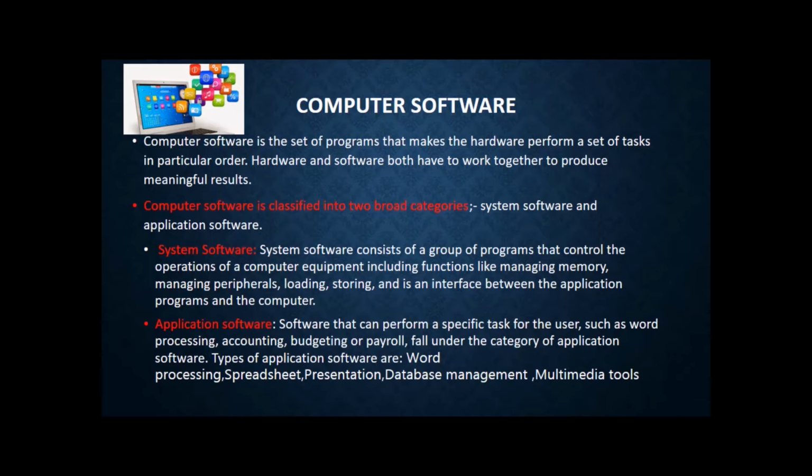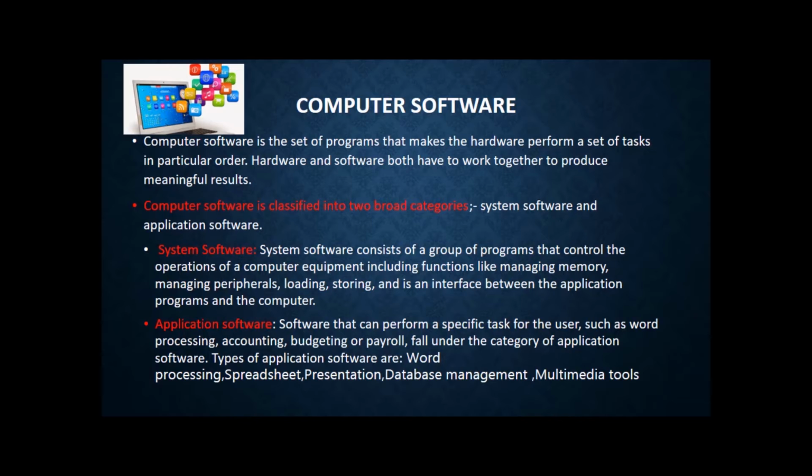System software consists of a group of programs that control the operations of computer equipment, including functions like managing memory, managing peripherals, loading, storing, and is an interface between the application program and the computer. Hope you understood. Application software is software that can perform a specific task for the user, such as word processing, accounting, budgeting, or payroll. Types of application software are word processing, spreadsheet, presentations, database management, and multimedia tools.